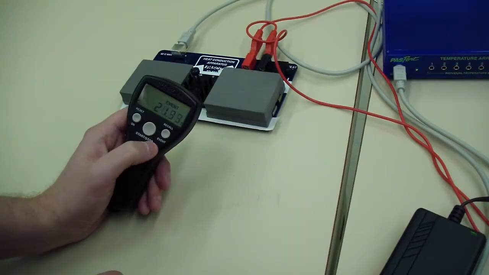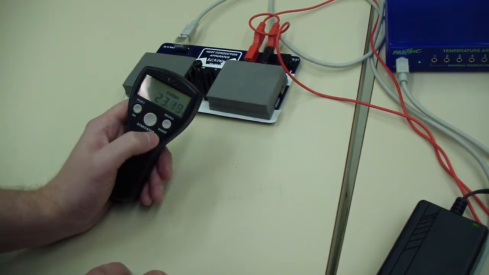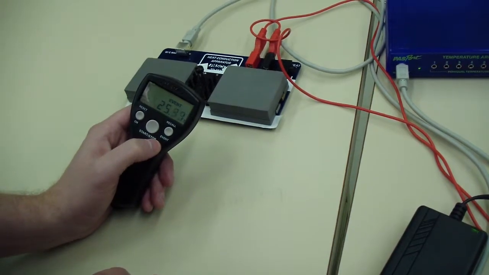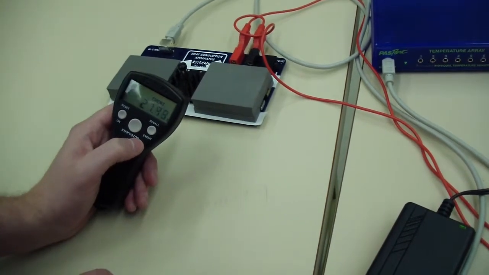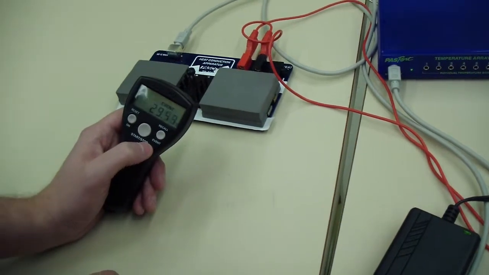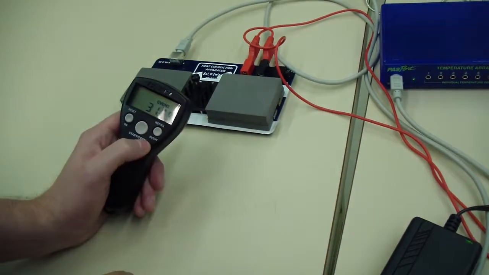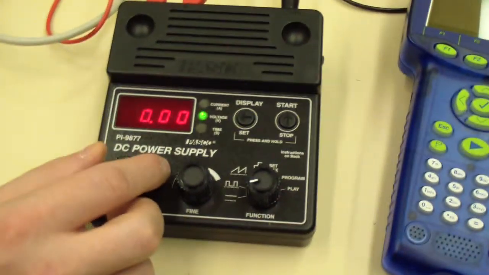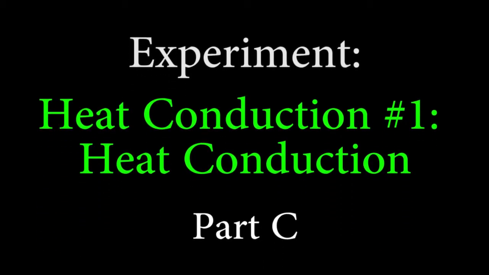Every 30 seconds, switch between heat and cool. Note that this will result in a period of 60 seconds and that it is also possible to perform the timing by watching Data Studio instead of using a stopwatch. When the amplitudes have stabilized, press stop and turn down the supply. In part C, we'll be measuring wavelengths and speeds of heat waves in different materials.